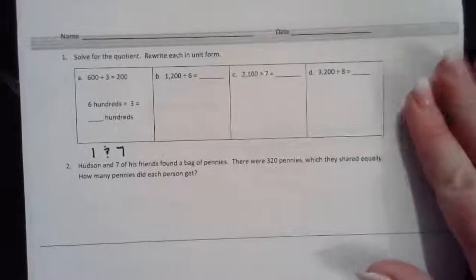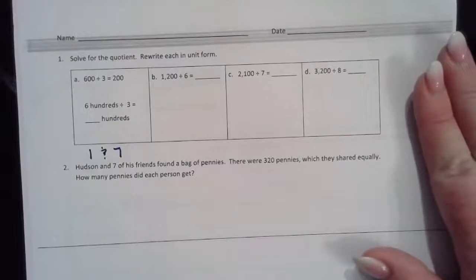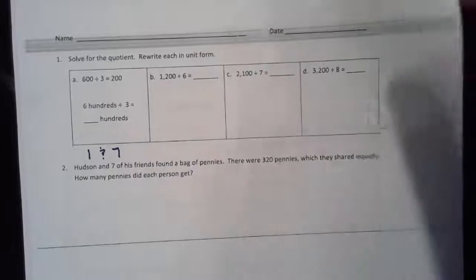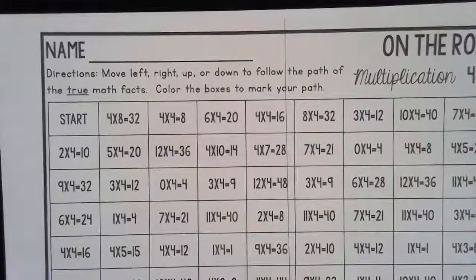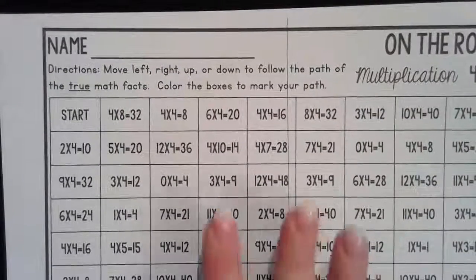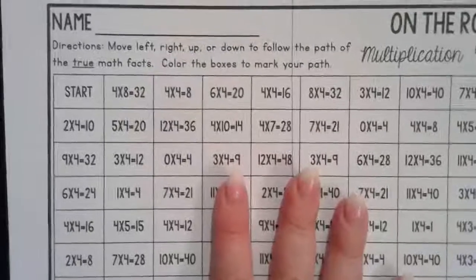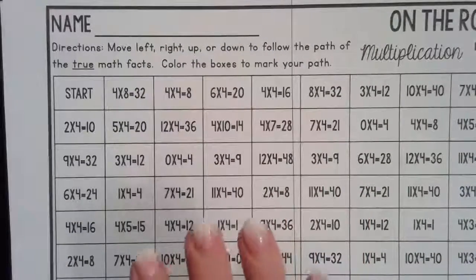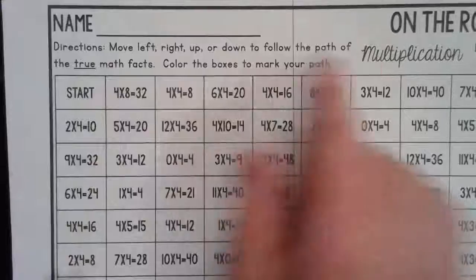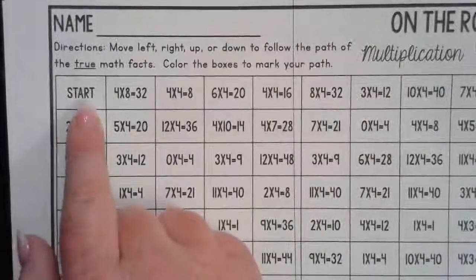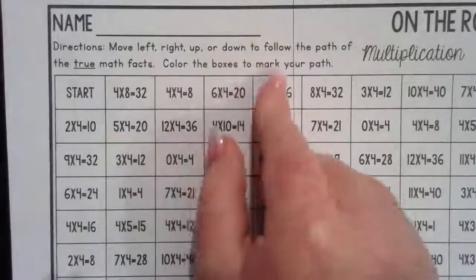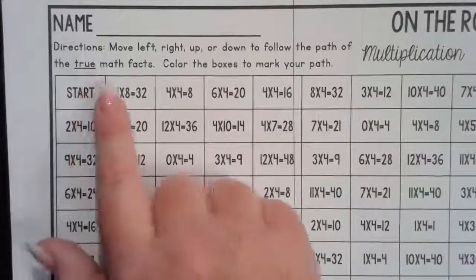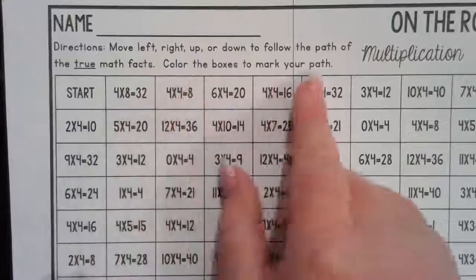Alright, when you finish your exit ticket, only when your exit ticket is finished and the rest of your work is done, then you have a multiplication maze to complete. If you're in the pink group or the orange group, you've done one of these already, but I'm going to go through the directions just for clarity for everyone. First of all, you're going to start where it says start. Then it says move left, right, up, or down to follow the path of the true math facts. Color the boxes to mark your path.